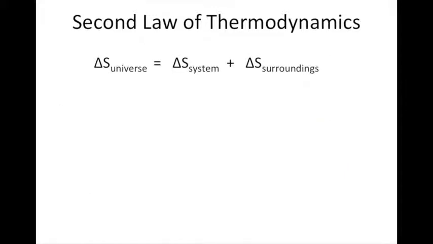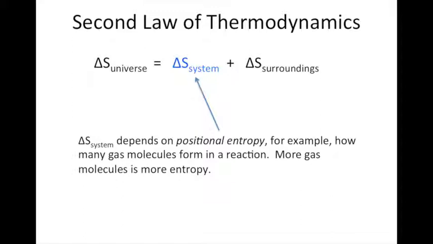So let's take a look at our second law, this mathematical equation, and let's break it down and review each of these two terms, the change in entropy of the system and the surroundings. The change in entropy of the system, we've discussed that in previous video lectures, so this is not a new concept. The change in entropy of the system depends on what's called the positional entropy. For example, if you have a chemical reaction and you form more molecules of gas, then the change in entropy of the system increases, and we can calculate that.